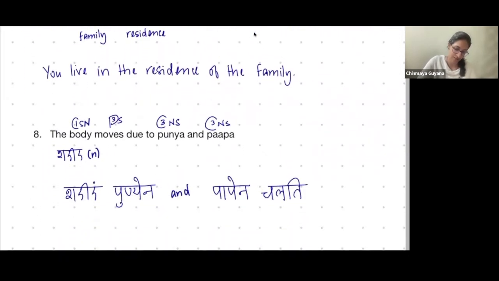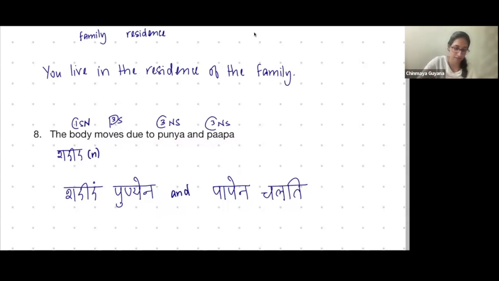Okay, last sentence. The body moves due to punya and papa. So what is our subject? What is our verb? Our verb is moves. What is our subject? The body. So then our verb will be 3rd person singular. Body moves. Body is 1st case singular neuter. Shariram. Then you continue. Due to punya and papa.